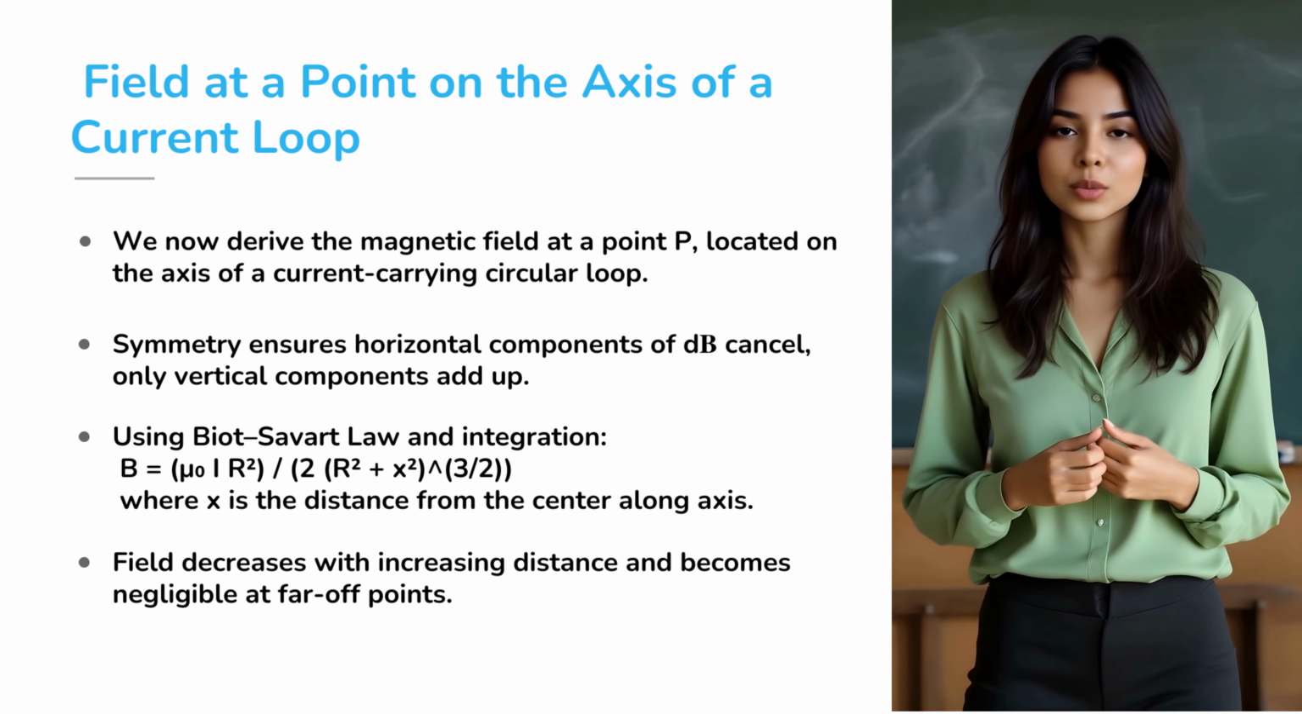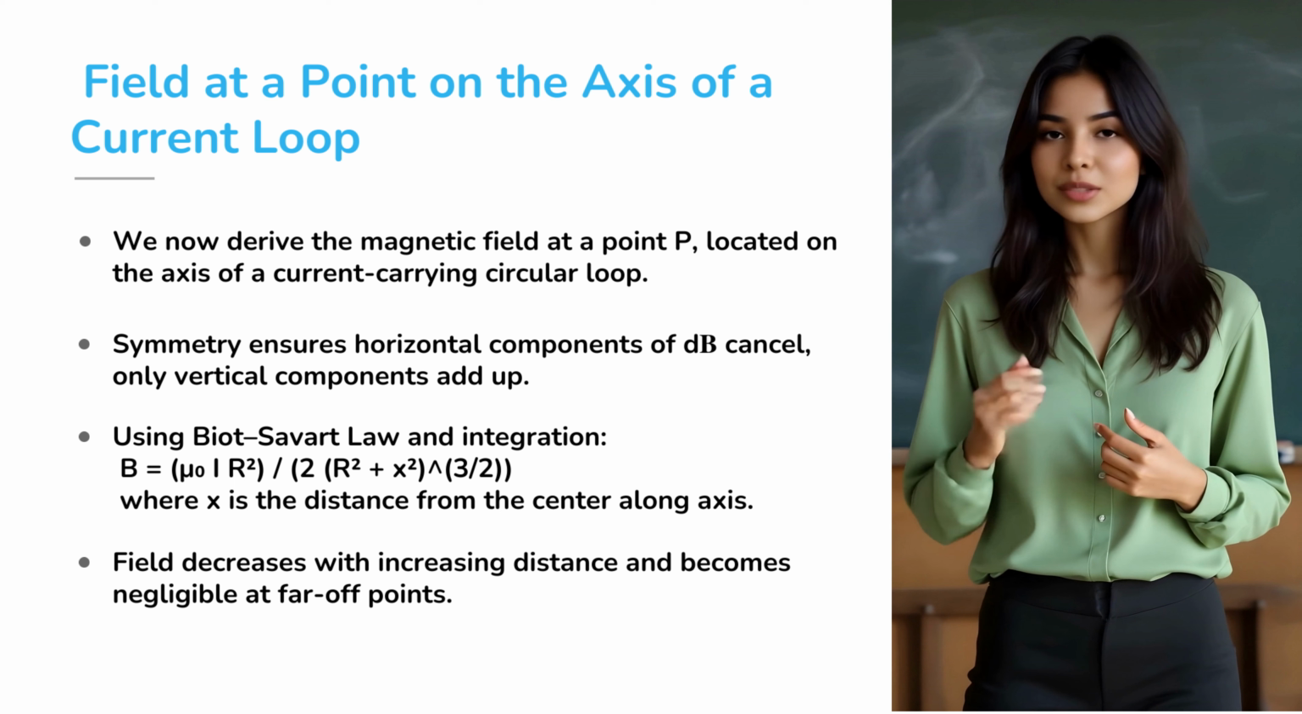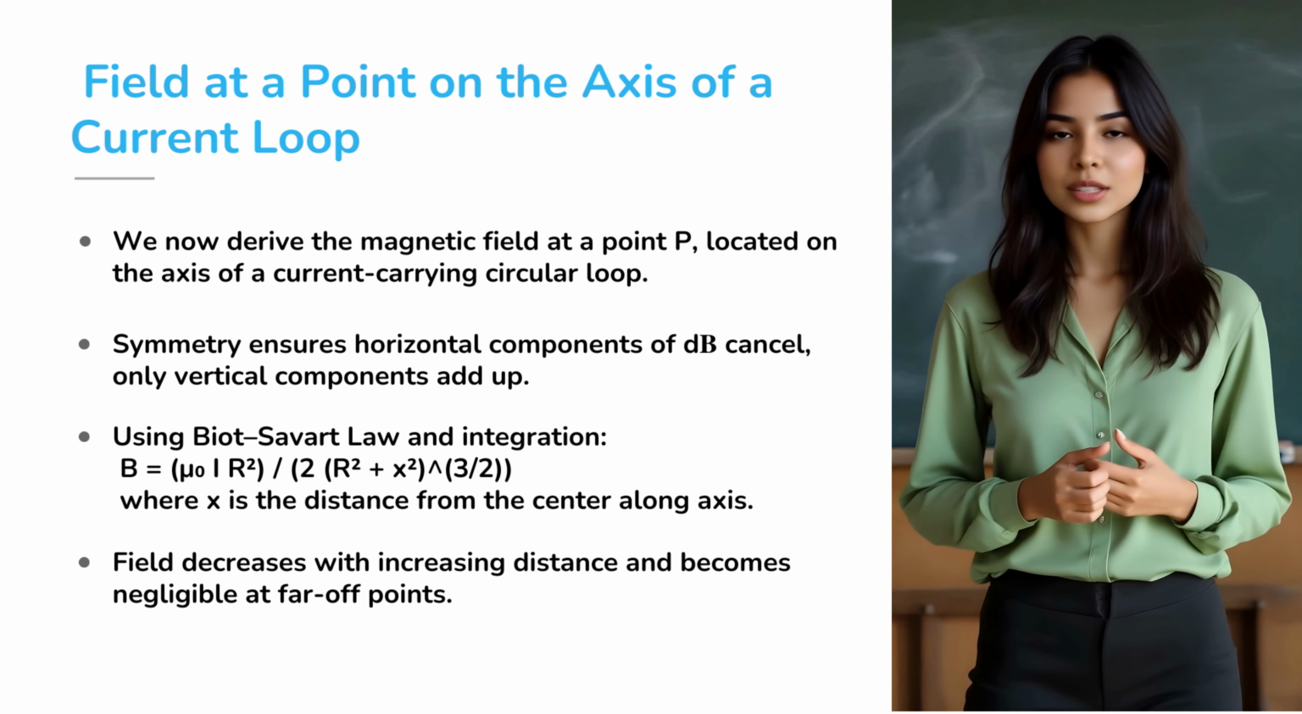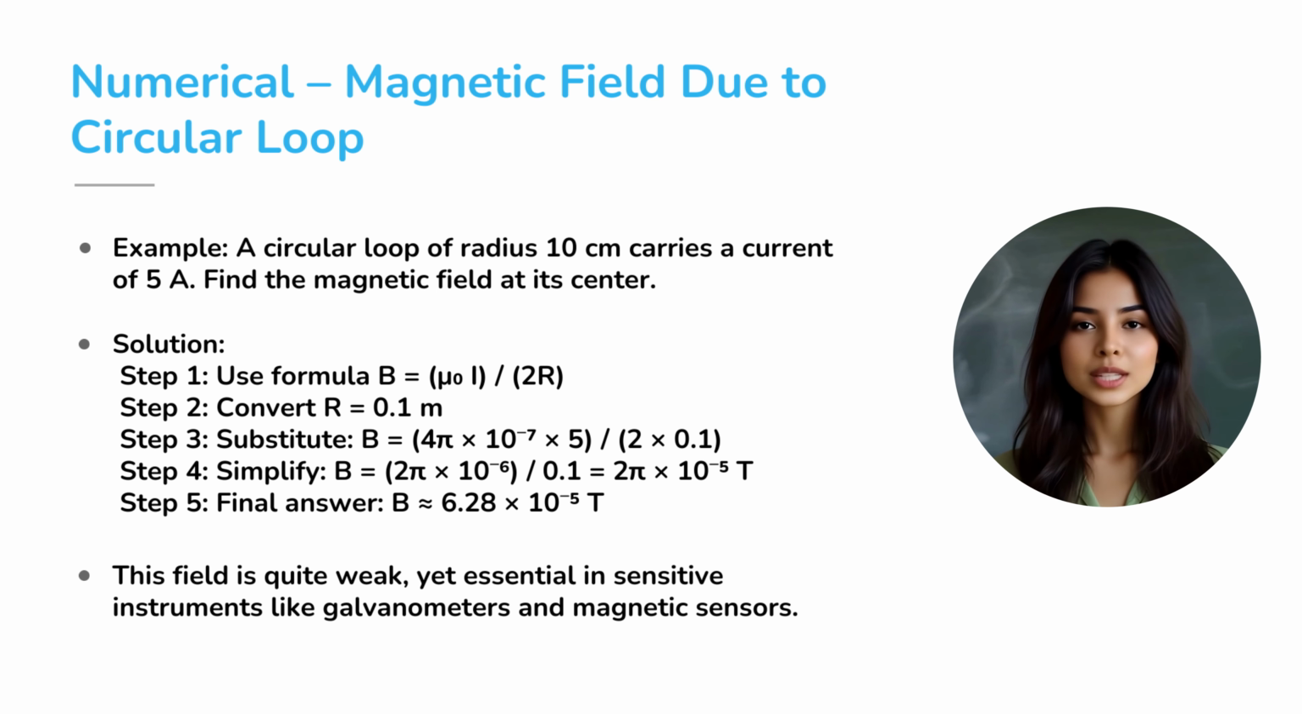This formula is widely used in designing magnetic coils for experiments, speakers, and MRI machines. Let's now work through a quick example together. Suppose we have a circular loop of radius 10 centimeters carrying a current of 5 amperes. We want to calculate the magnetic field at the center of this loop. The formula is B equals mu naught times I divided by 2R. Here, mu naught is the permeability of free space equal to 4 pi times 10 to the power minus 7. The current I is 5 amperes. The radius R is 0.1 meters.